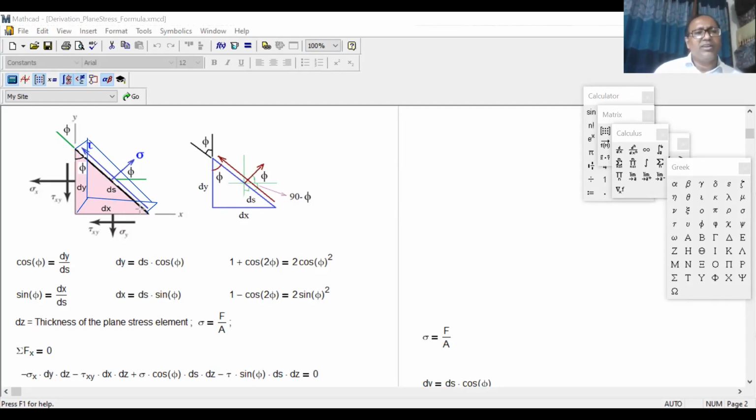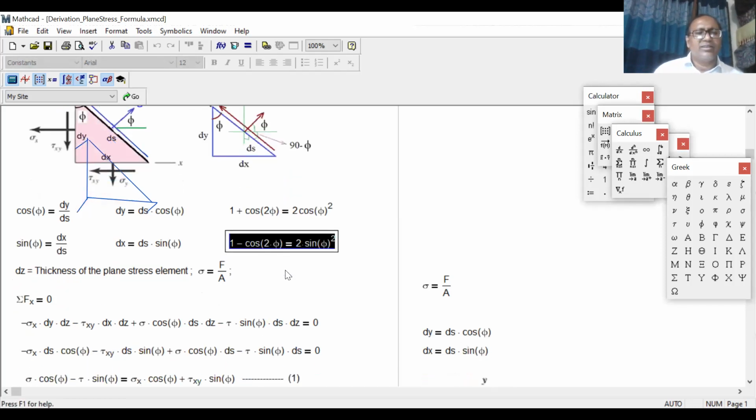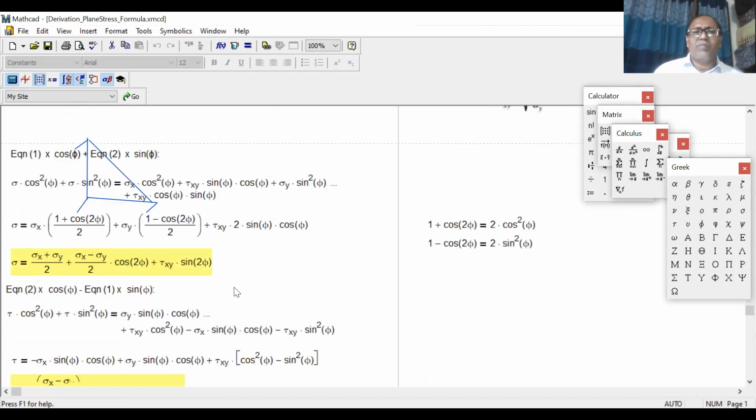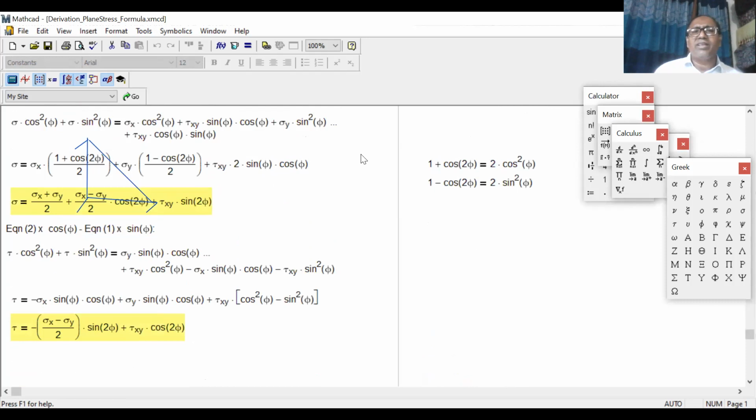And for this one, we figure out the length is ds. And we apply cos phi and sin phi. We figure out some relationship between ds and dy, similarly dx and ds by sin phi. Then we just use those two formulas and simplify. So this is our mother equation. What is the benefit of the mother equation? If you know the angle phi, you can figure out sigma 1, sigma 2.